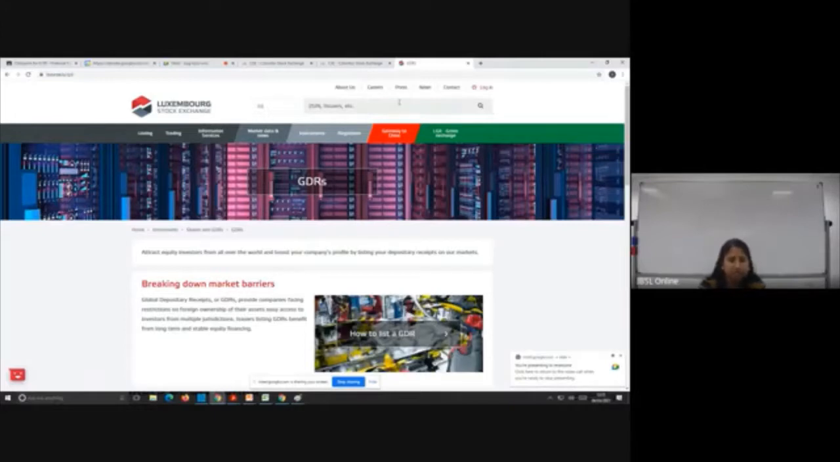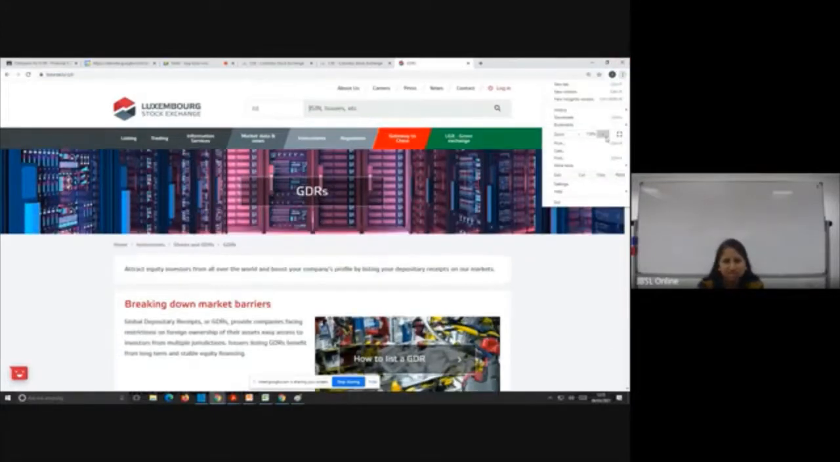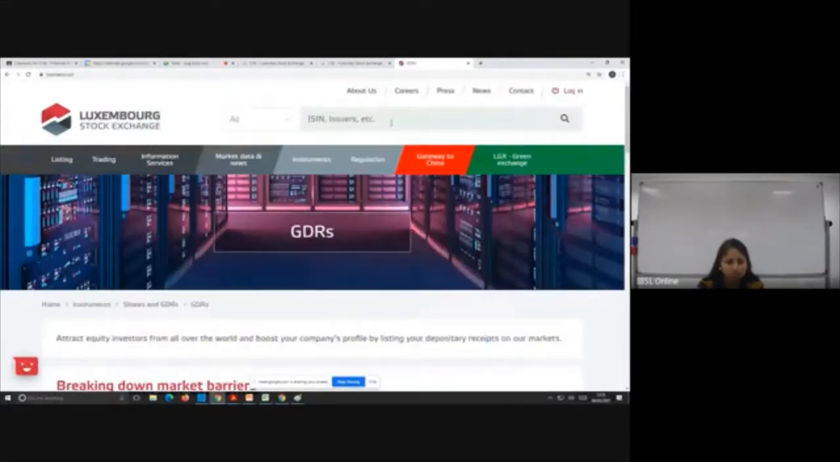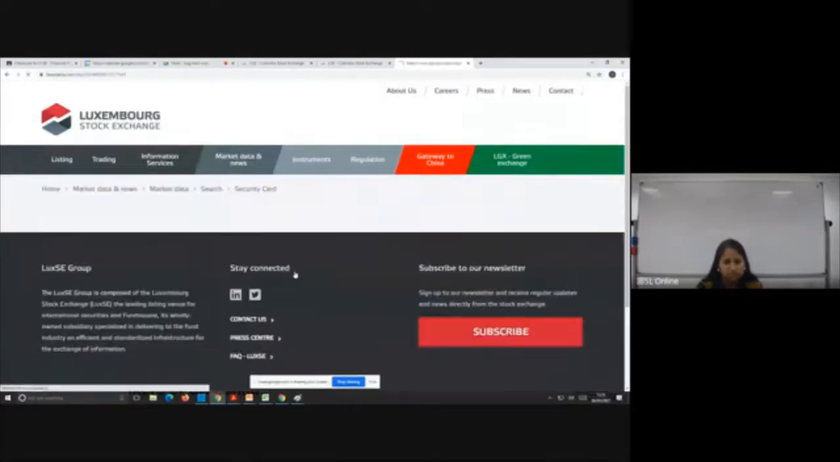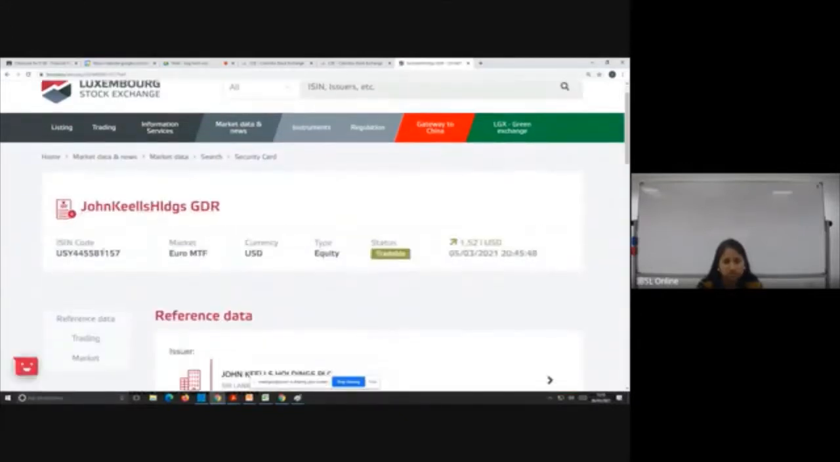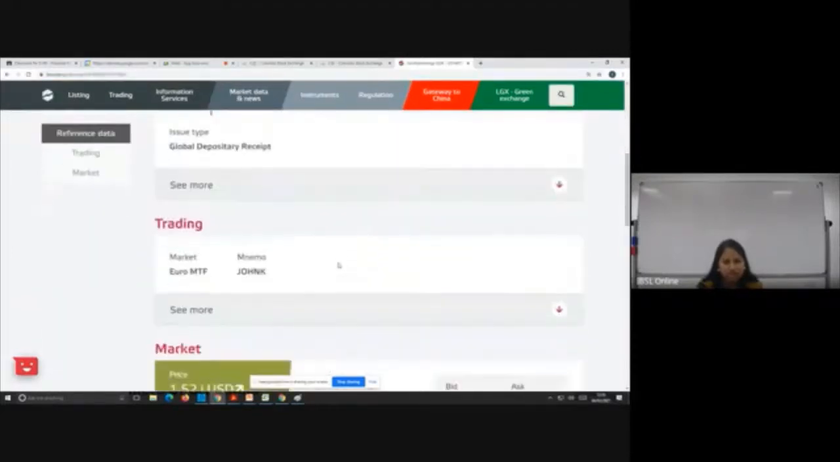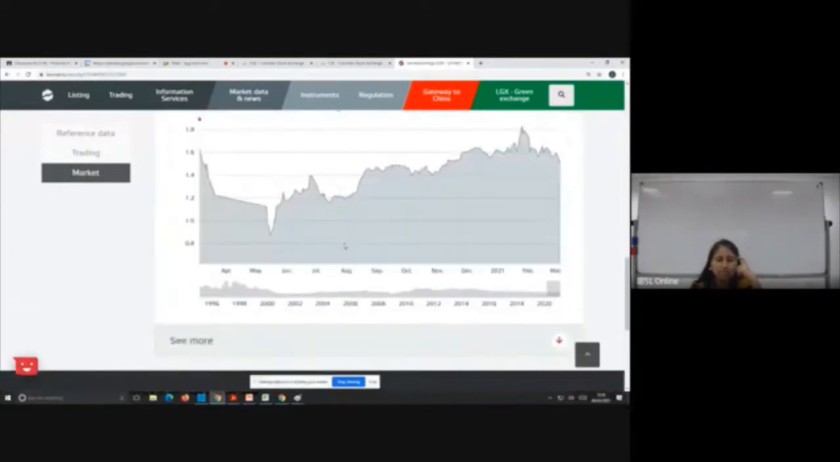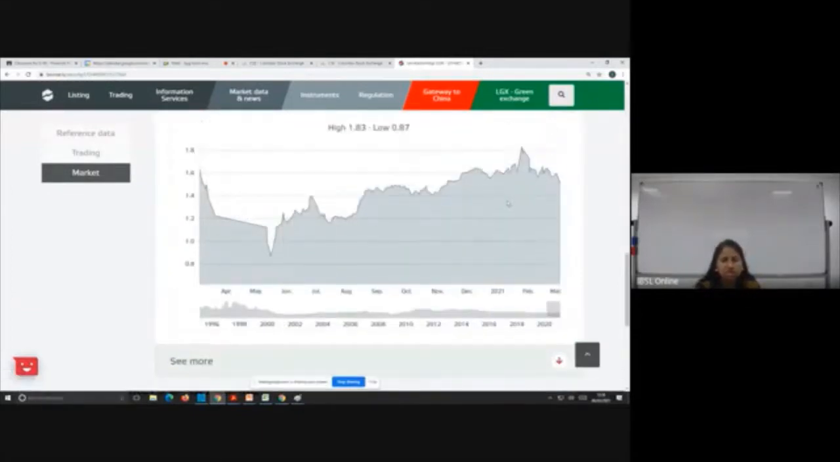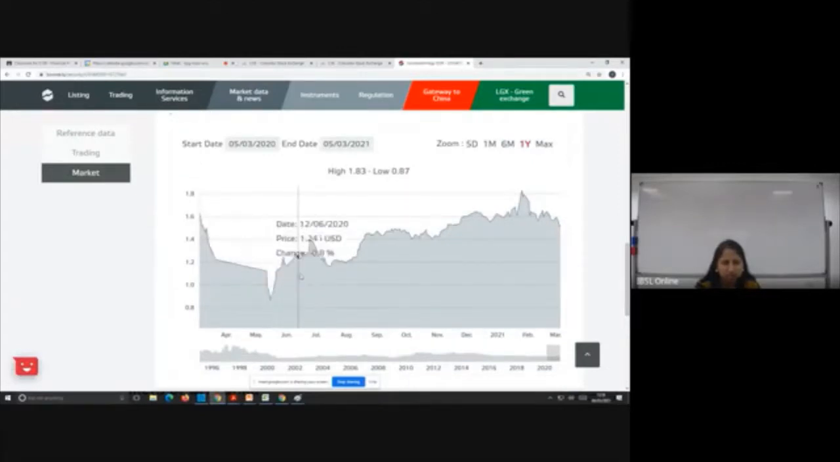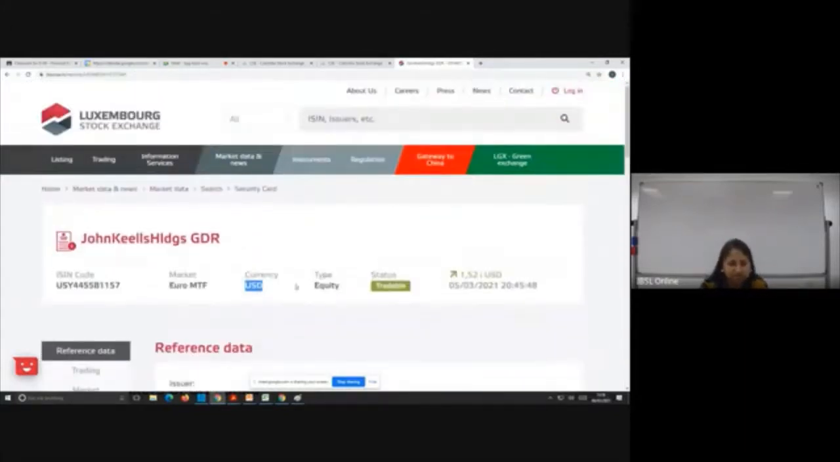So when you type, this is the Luxembourg Stock Exchange. I hope you could see it clearly. Go to the search bar, type John Keells. Can you see John Keells Holdings PLC? See in what currency it is issued? US dollars. You could see that. And it's a tradable share. So depending on the local price movements, you could see even here the movement is pretty much the same. You could see a dip coming in, and then the rise until January, and then the subsequent fall. But what's the difference? It's not in rupees here, it's in dollars.